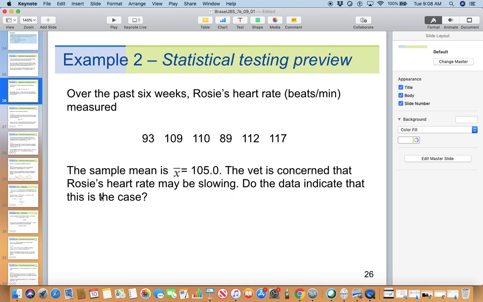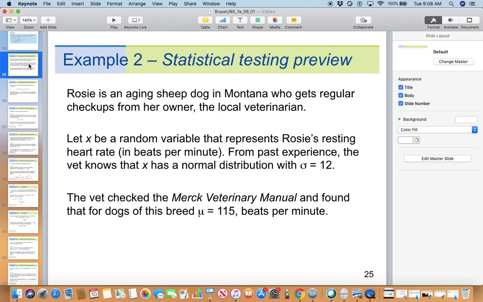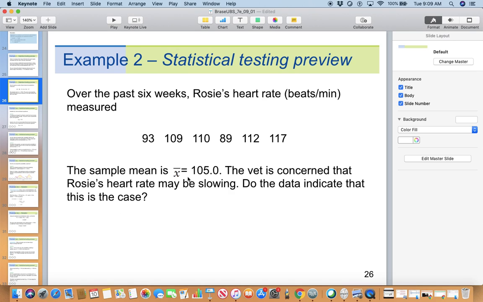The vet is concerned that Rosie's heart may be slowing. Do the data indicate that this is the case? So you see, for dogs of this breed, mu has to be 115. Whereas for our Rosie, for 6 weeks, so a sample size of 6, turns out X bar is 105. So does this say that Rosie's heart may be slowing?